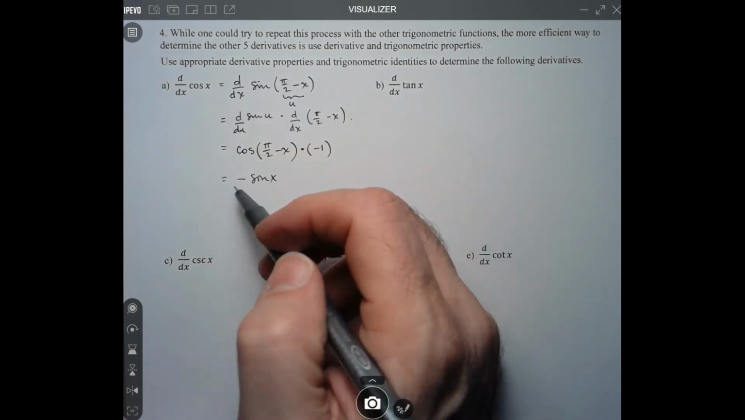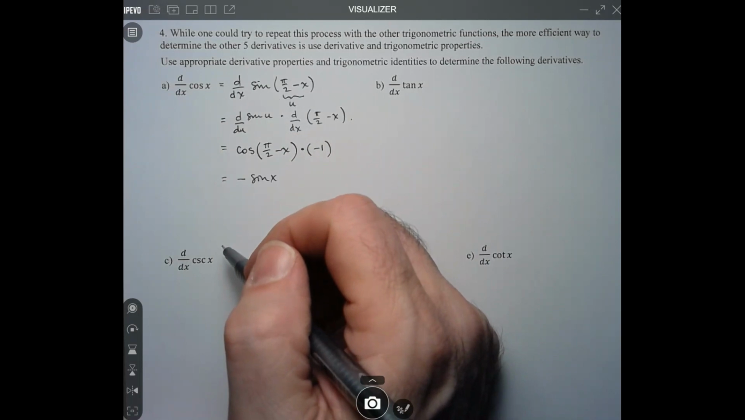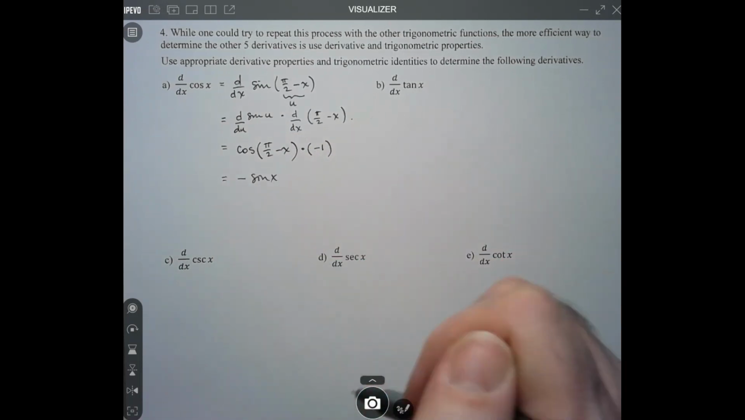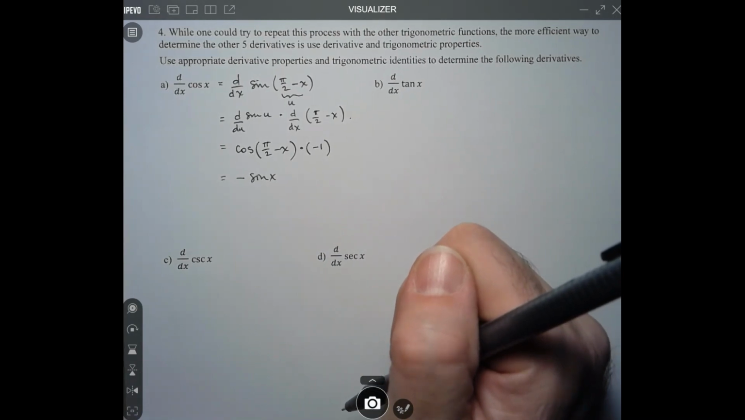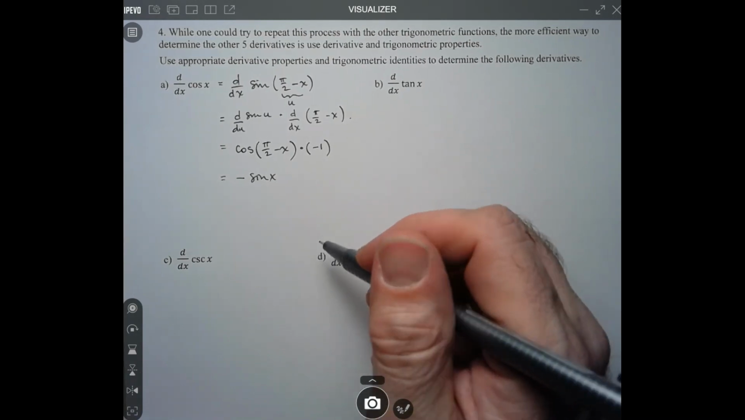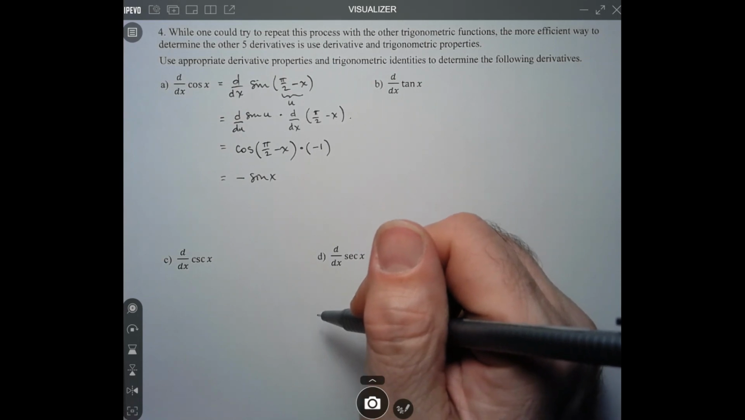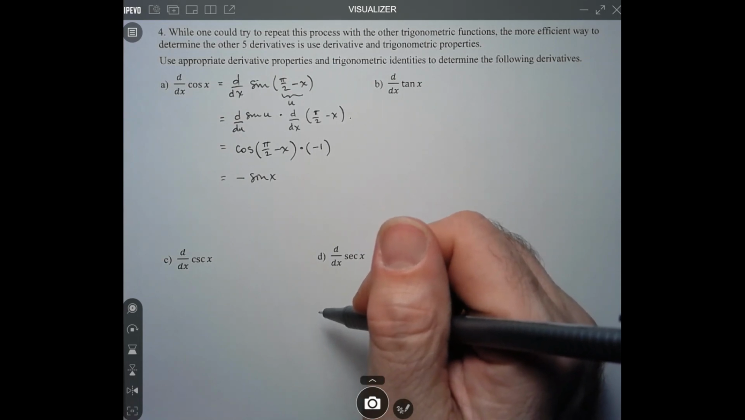Now that you have these two derivatives, you should be able to determine all the future ones. So take some time to work on a couple of them. Maybe I'll do two of them when we come back, and then the rest you can find on your own. Okay, pause the video again.